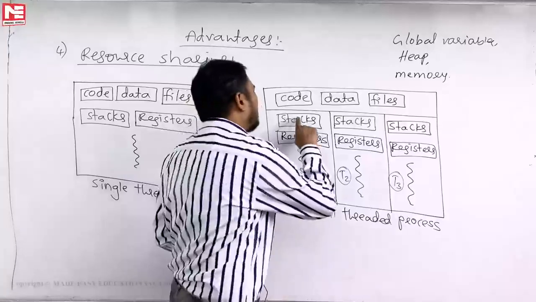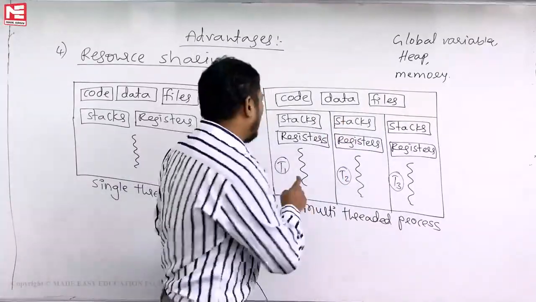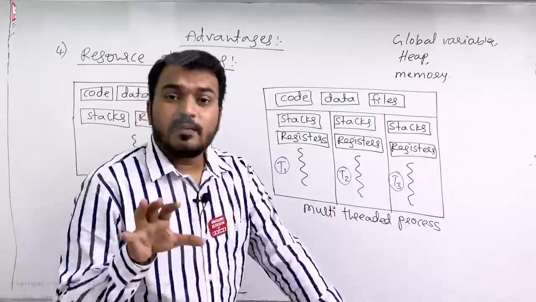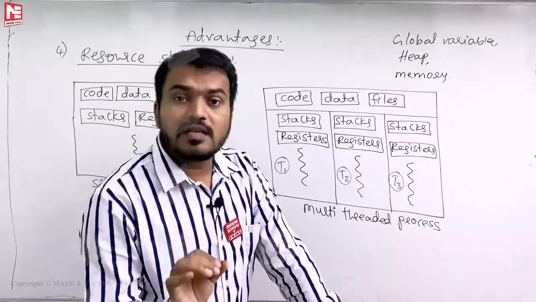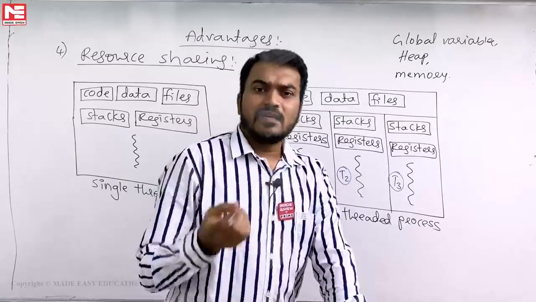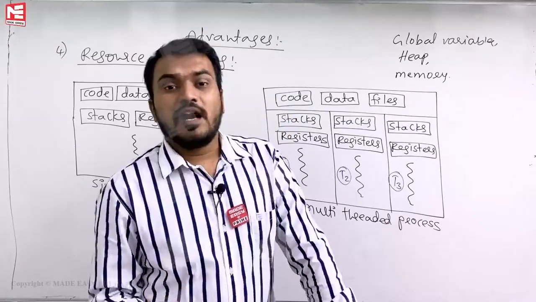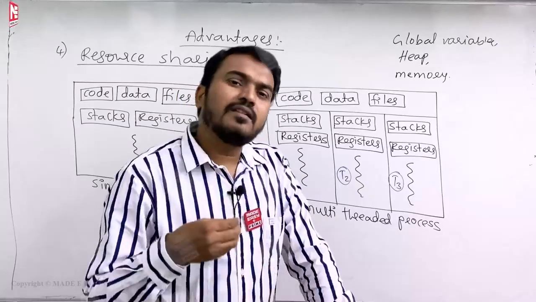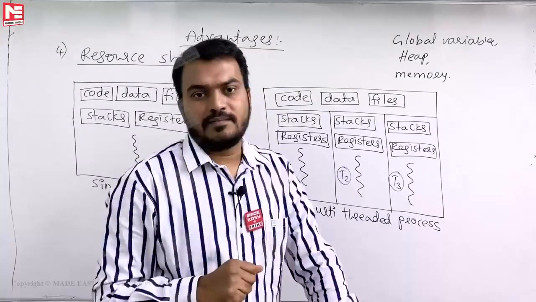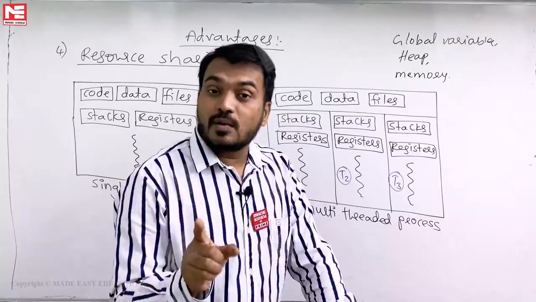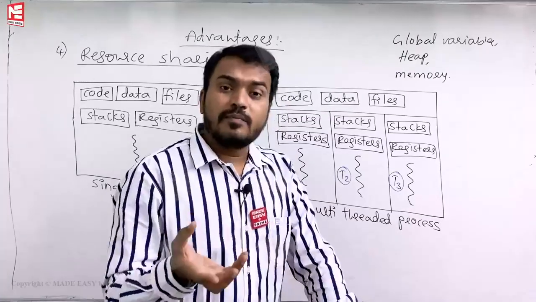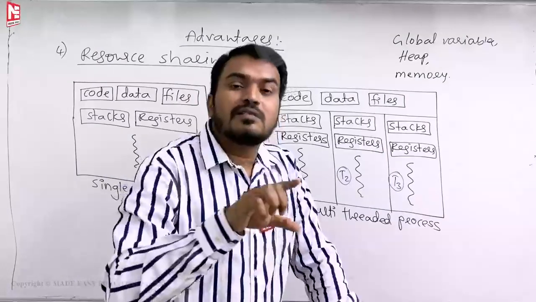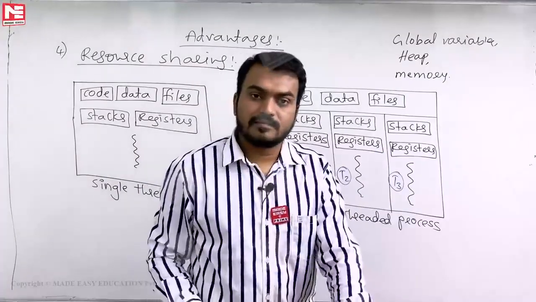So why can stacks and registers not be shared, and every thread has its own stacks and registers? Remember, a thread is also just like a process only. In order to execute, the thread will have its own instructions to execute. Every thread will have its own instructions to execute. Remember, in order to execute its own instructions, they require stacks and registers.